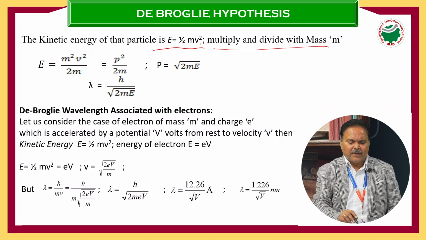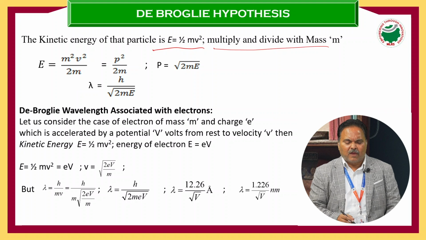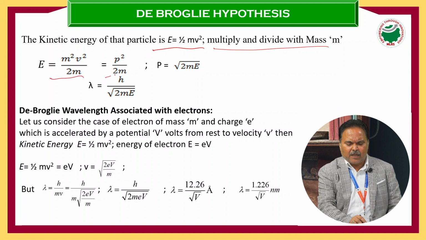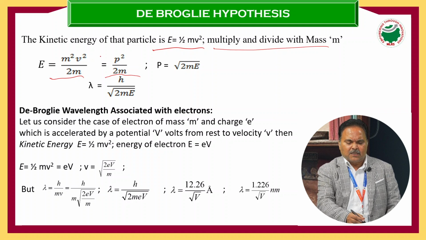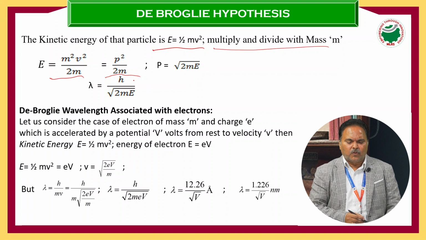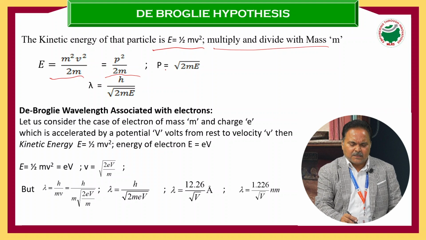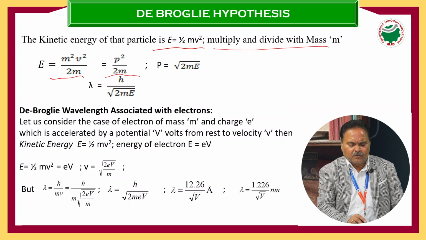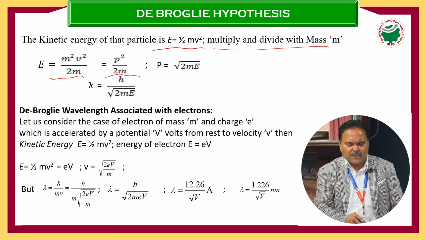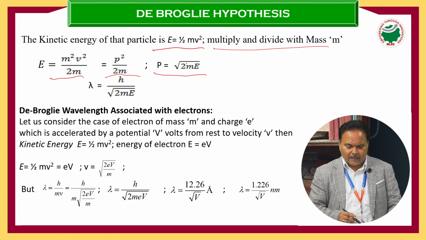So that means E is equal to m square v square by 2m. That means p square by 2m, because m square v square is nothing but momentum squared. So momentum is p, and E is equal to p square divided by 2m. Once again, by cross multiplication, 2mE is equal to p square. So p is equal to root of 2mE. This equation comes from the kinetic energy relation.